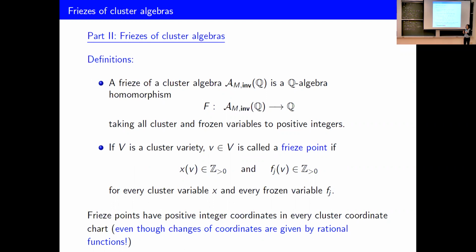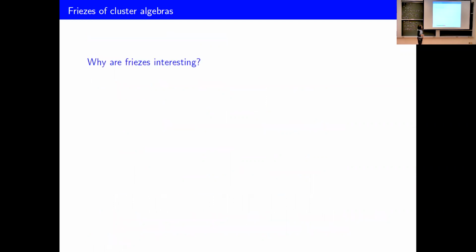Now, when you do a change of coordinates, it can be a very complicated rational function, but still, after the change of coordinates, the coordinates have to be positive integers again. So you can see that that's a highly non-trivial condition. Even though the changes of coordinates are rational functions, you must have positive integer coordinates in every such coordinate chart. So it's not clear at all that you do have such points.